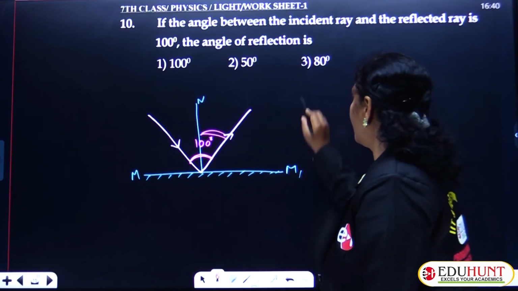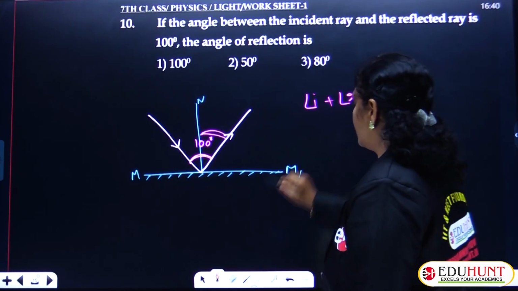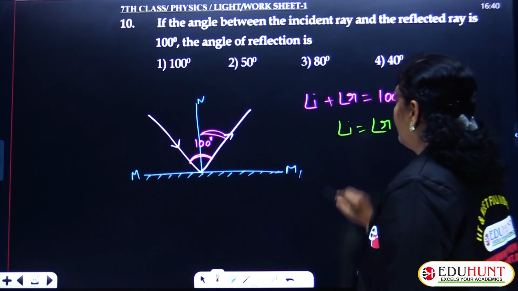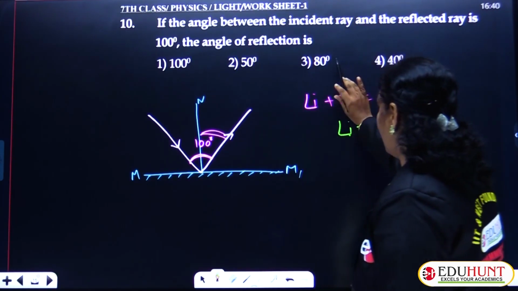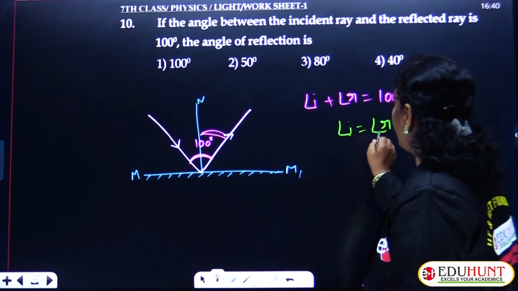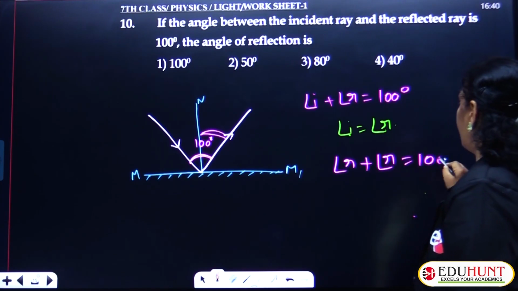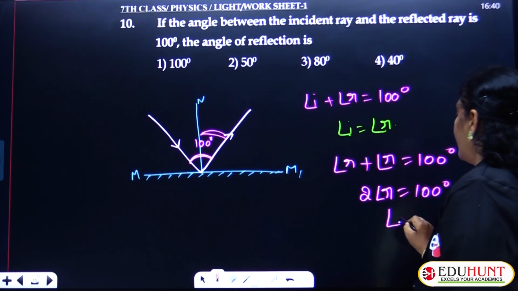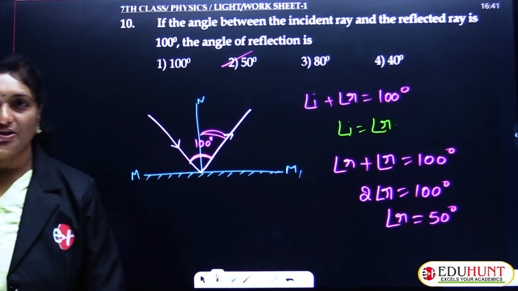So how much would it be? We know that angle I plus angle R is equal to 100 degrees. Since the value of I is equal to angle R, you can replace I with R or R with I. As they are asking for reflection, R should be kept, so I should be changed to R. So instead of I, replace it with R: R plus R equals 100 degrees. 2 times angle R is 100 degrees, and angle R must be equal to 50 degrees. So the second option must be true.